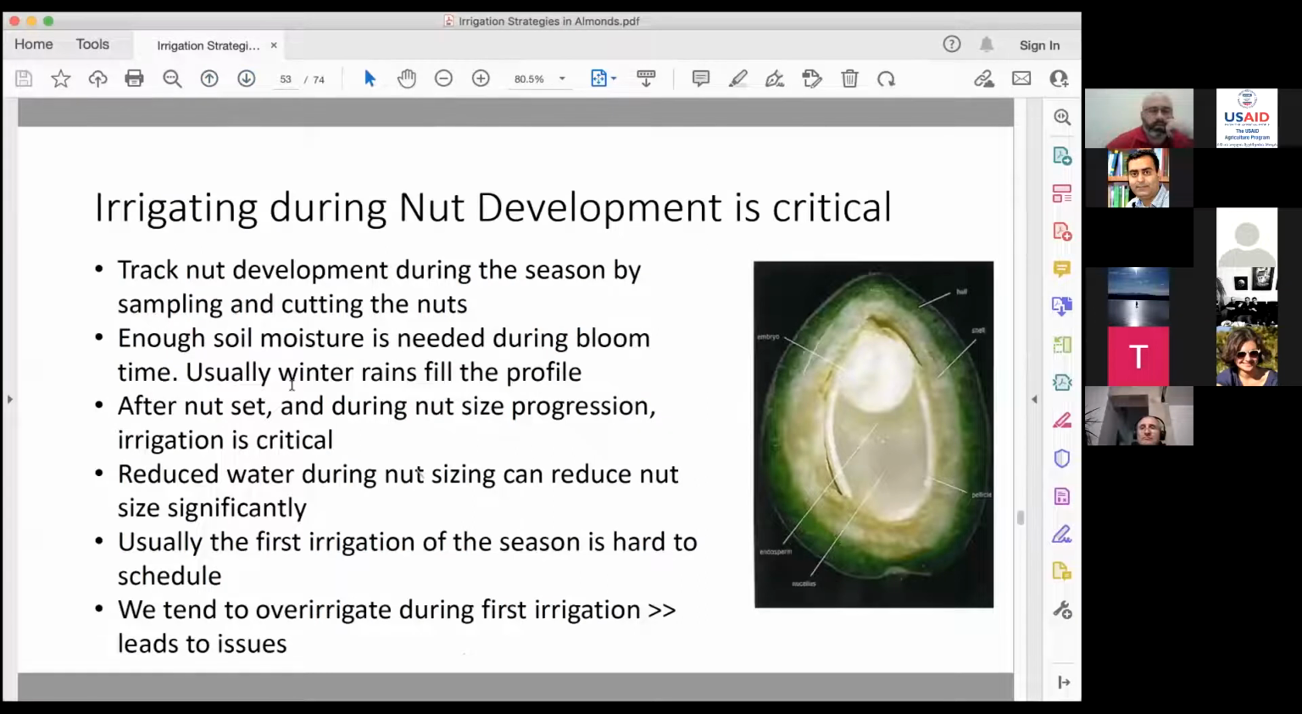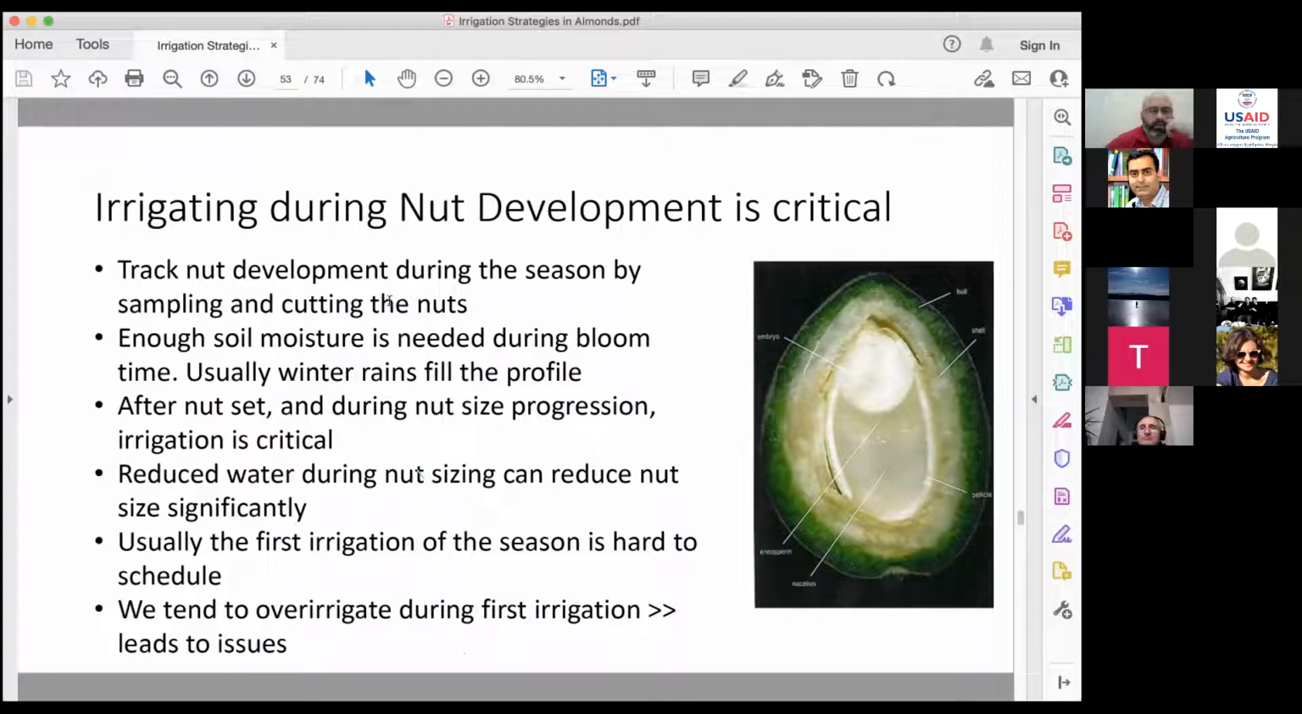Okay, so the first and foremost thing, irrigating during the nut developmental stage is critical. The nut development starts right after nut set. Whatever variety you're growing, you will have a nut set time in the spring, and all through hull split, that is the nut development period. Irrigating during that period is really, really critical, because after the nut set, the sizing is developing, the nut size is increasing, and the kernel is filling. So at that time, watering is really critical.